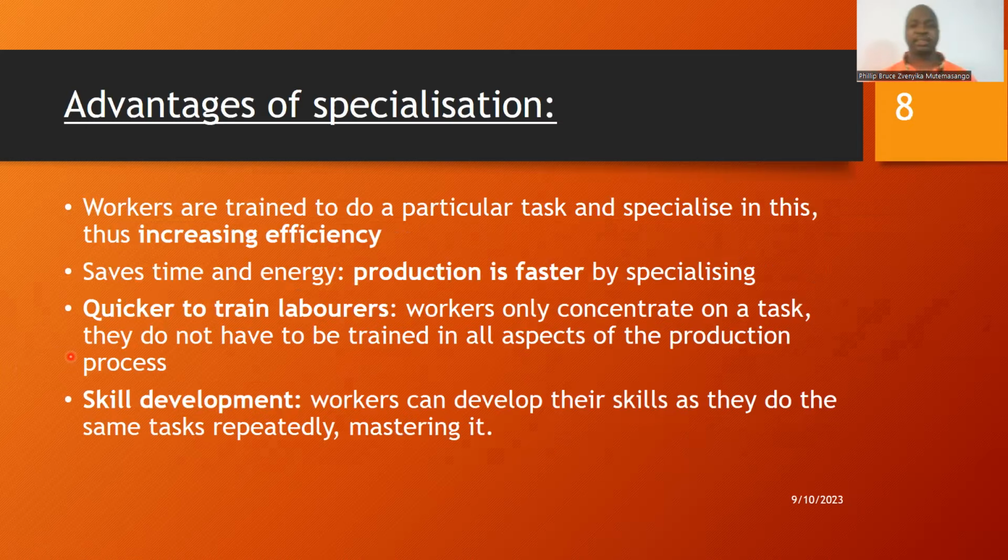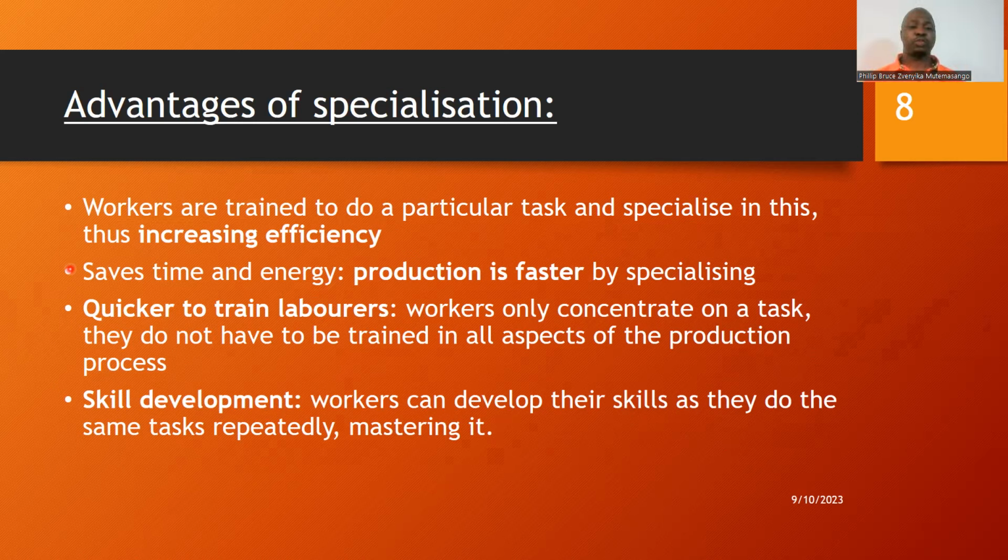So what benefits does this have to the workers as well as to the business? Number one, the moment you specialize, the workers are trained to do a particular task and they specialize in this area. Automatically, this increases efficiency, meaning they will not take long to produce a product. And when they produce, they will not waste a lot of resources. Resource and time wastage are going to be minimal since the worker understands how to do their job well. It also saves time and energy. Instead of taking 5 hours, you will now take 1 hour because you now understand how to perform your task, and you produce faster through specializing.